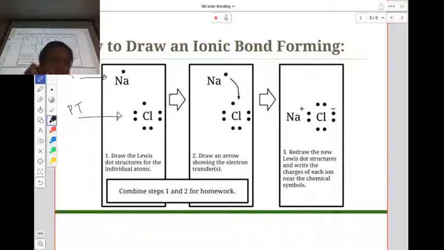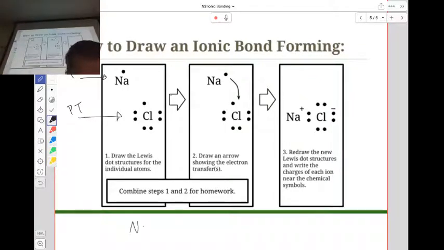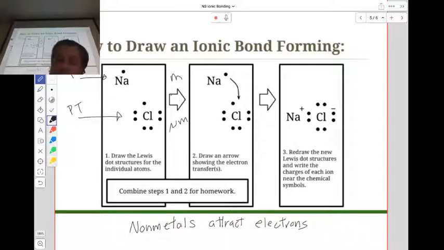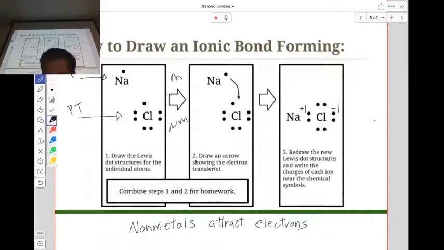Now, here's the thing that I think you should know: nonmetals attract electrons. So I should always see an arrow going from the metal to the non-metal. Okay? You need to draw that arrow that indicates a transfer has occurred. And then when all is said and done, based on the number of electrons that move from the metal to the non-metal, we now redraw our structure with the appropriate charges. Sodium lost 1 electron, it becomes +1. Chlorine gained 1 electron, it becomes -1. Does that make sense?